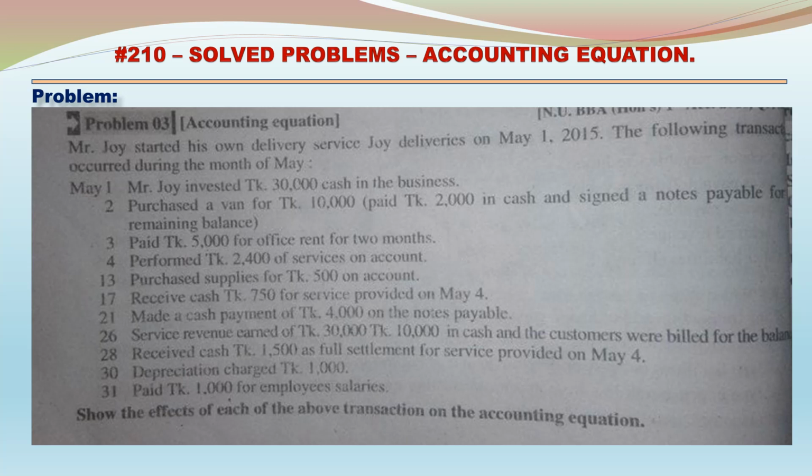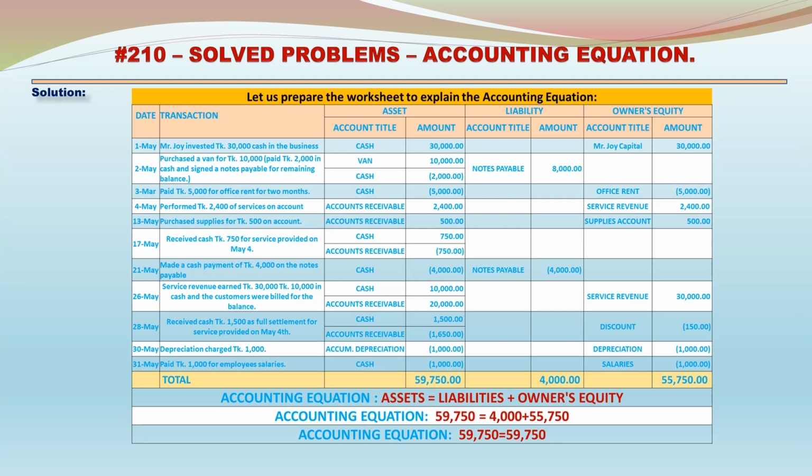May 30. Depreciation charged TK 1,000. May 31. Paid TK 1,000 for employee salaries. Show the effect of each of the above transactions on the accounting equation. Solution. Let us prepare the worksheet to explain the accounting equation. Date, transaction, asset account title and amount, liability account title and amount, owner's equity account title and amount.